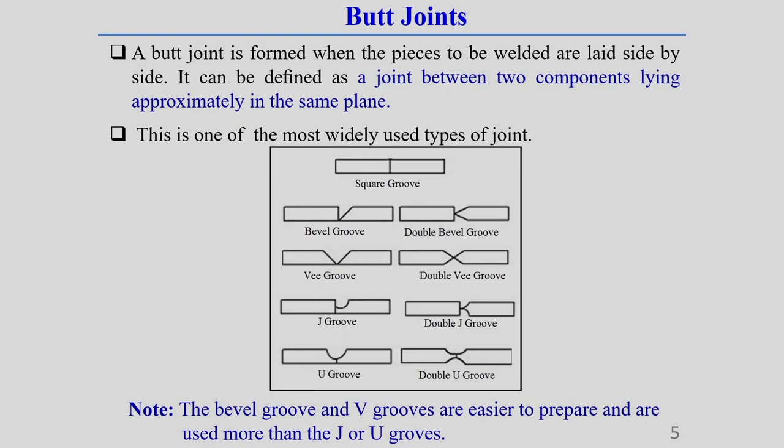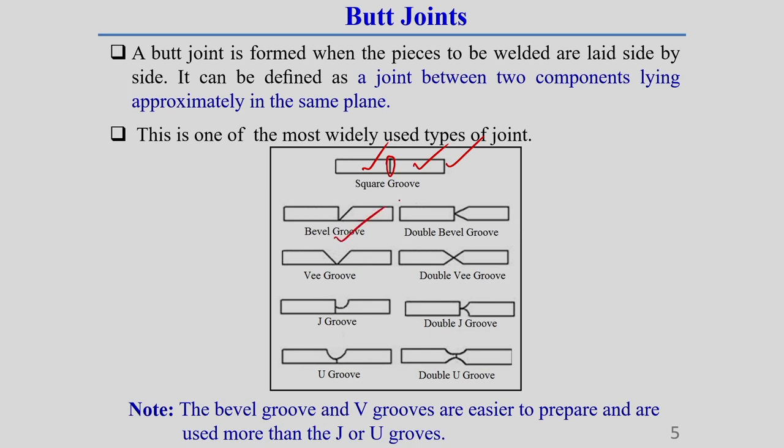Now, we will discuss in a little more detail the butt joint, because in this lecture I will show you how to analyze butt weld joints as well as plate weld joints. So, first of all we should know what a butt joint is. A butt joint is formed when two pieces to be welded are laid side by side. Here you see this is one workpiece, and this is another workpiece. They are laid side by side, and after that welding is done in between. It can be defined as a joint formed between two components which are lying approximately in the same plane.